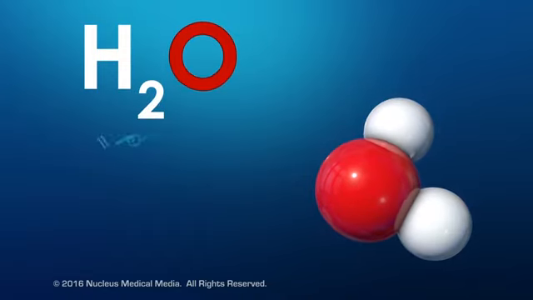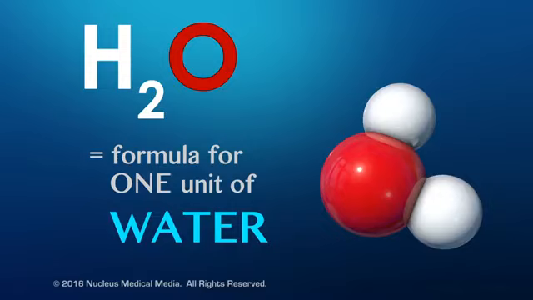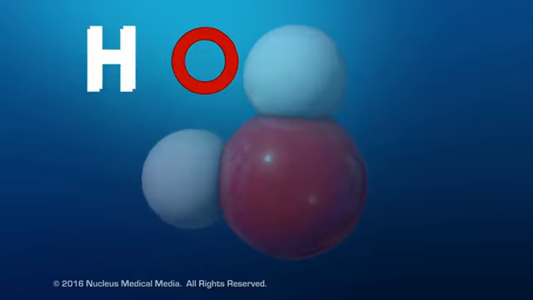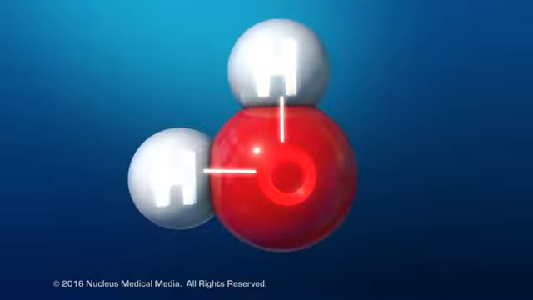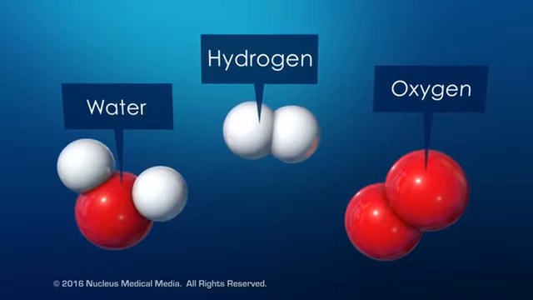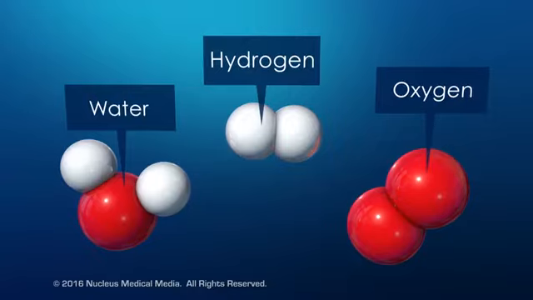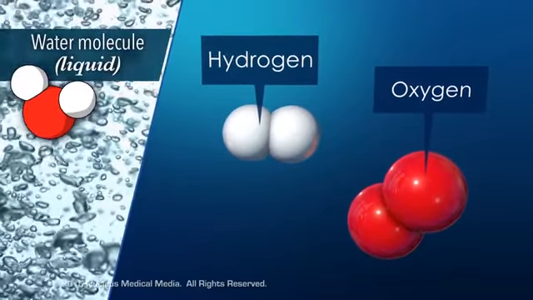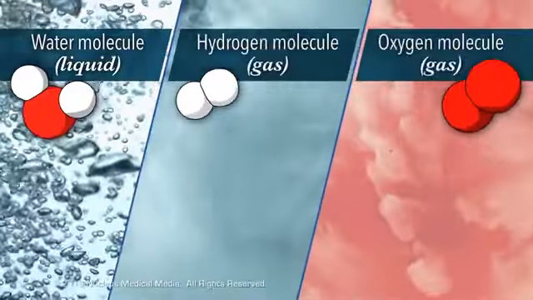So H2O is the formula for 1 unit of water. The formula shows that a unit of water contains a fixed proportion of 2 atoms of hydrogen to 1 atom of oxygen. It's important to know that compounds usually have very different physical and chemical properties than the individual elements they contain. For example, although water is liquid at room temperature, the elements hydrogen and oxygen are gases.